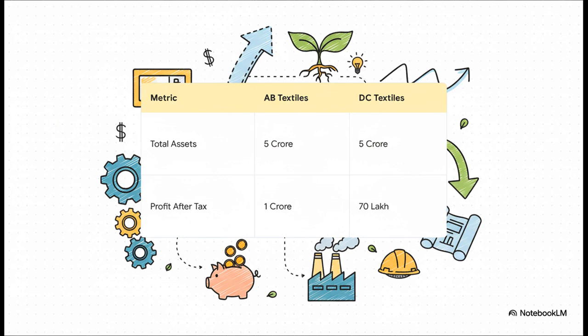I mean, they both have the exact same value of assets. Their factories, their equipment, all the stuff they need to run the business. Let's say it's 50 million rupees each. But, and this is the big but, this is where things get really interesting. Take a look at their profits. AB Textiles, they brought in 10 million. DC Textiles, on the other hand, only managed to make 7 million. See that? Same exact resources, but totally different results.